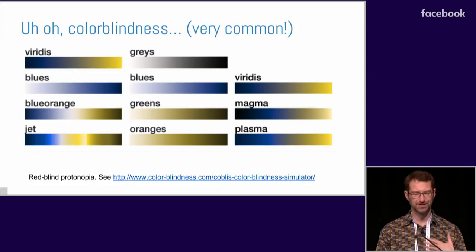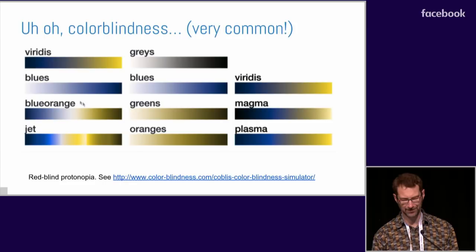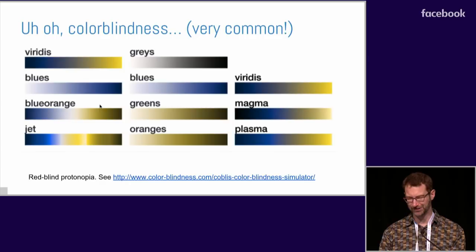For instance, there's the blue-orange scale down here, and you can see that it survives pretty well for a colorblind person, whereas some of these other things, certainly the rainbow map doesn't look good at all, and some of the other things are very hard.